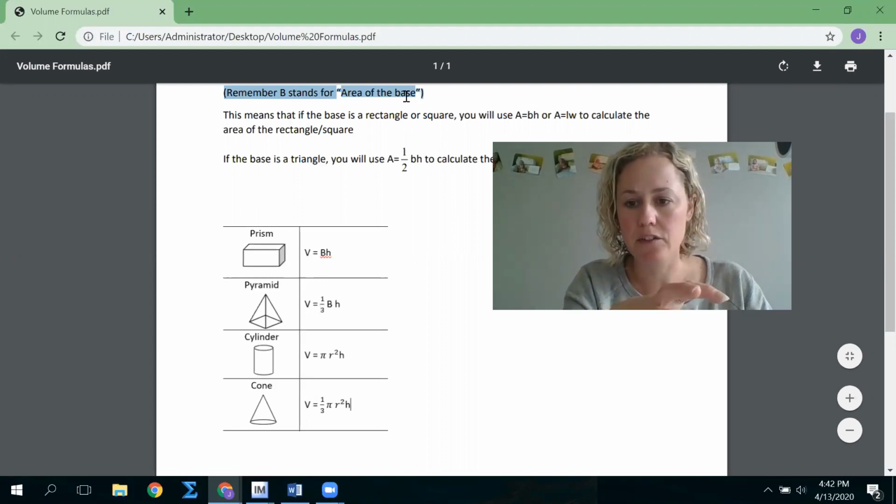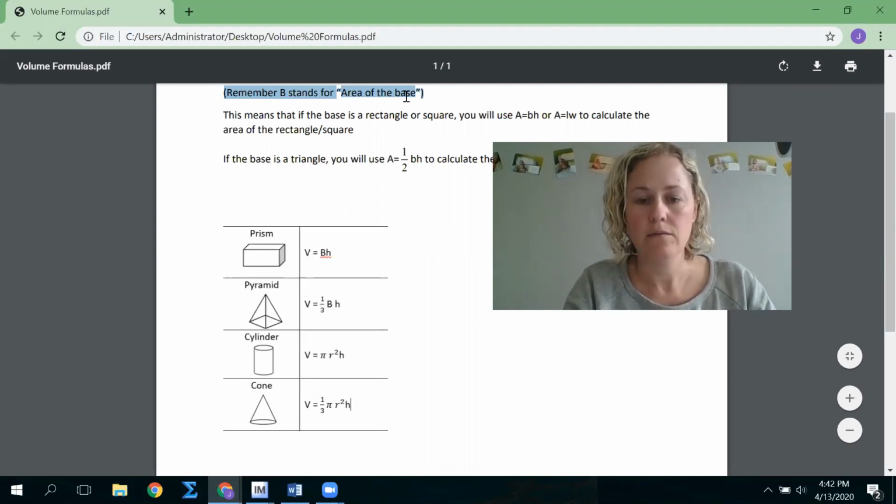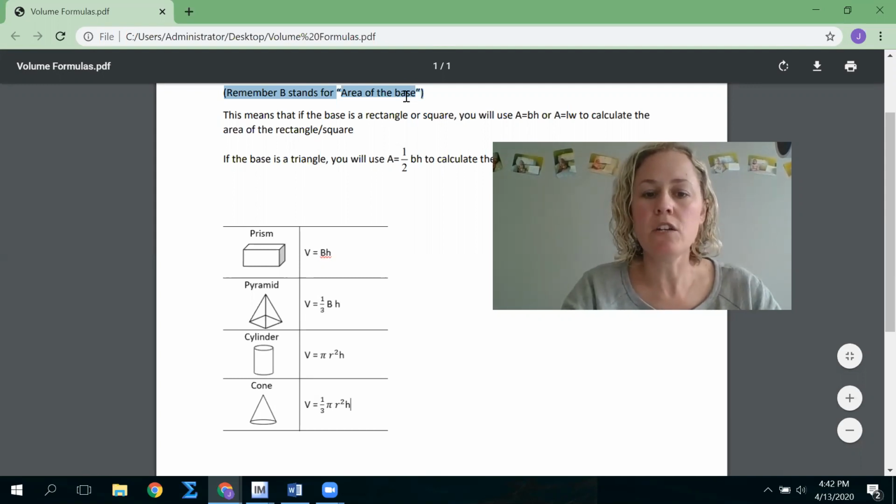It's not going to be on the shape. You have to figure it out, okay? You have to calculate it. So capital B is something that you're going to have to calculate. If your base is a triangle, you're going to have to find the area of that triangle. Once you find the area of that triangle, that answer is your capital B. So capital B is something you have to calculate, okay? So let's give that a try.